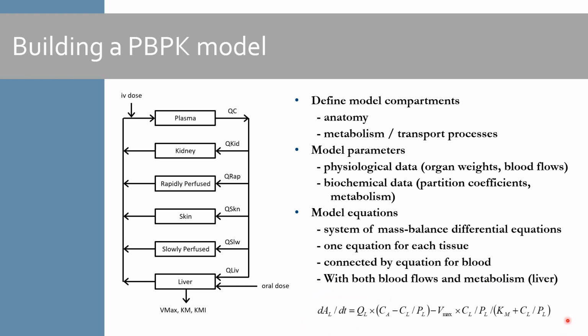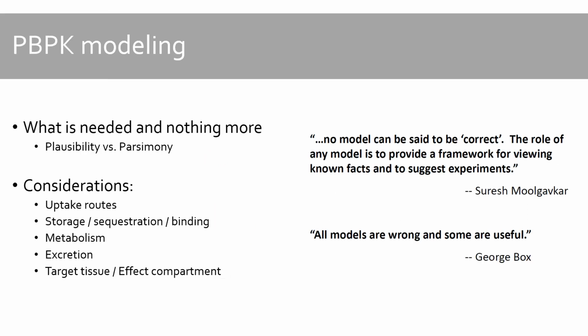So this equation is just the equation for the liver, where we would need to add the oral dose coming in, but we have an equation similar to this one for each compartment. I'm not going to go too much through these slides because we've already talked about what needs to be considered in the model: the route of exposure, the different tissues, the metabolism, the excretion, etc. What is important to remember is in PBPK modeling, we need to keep the model simple, which is the principle of parsimony. We don't want to use more than is necessary.